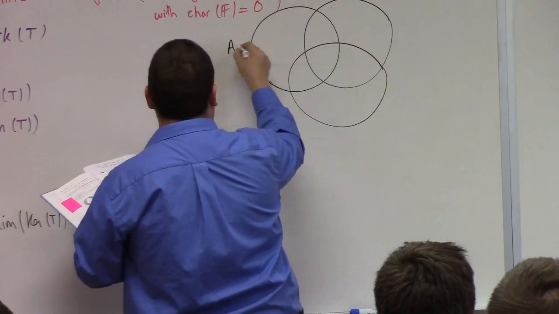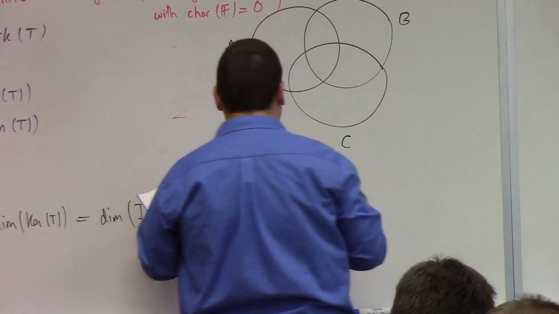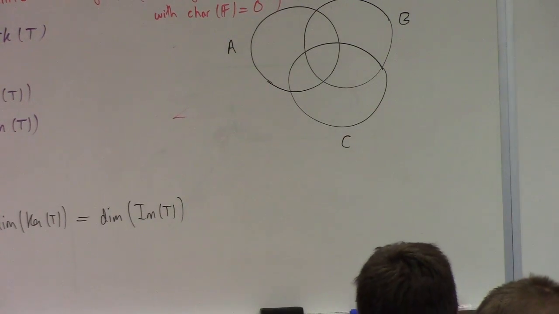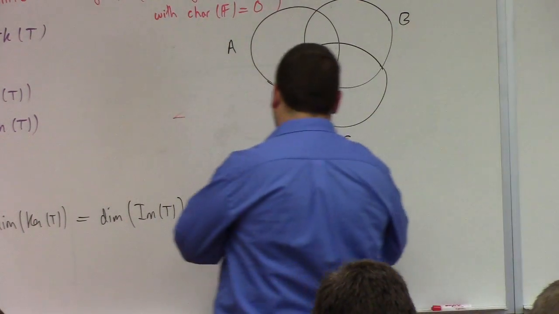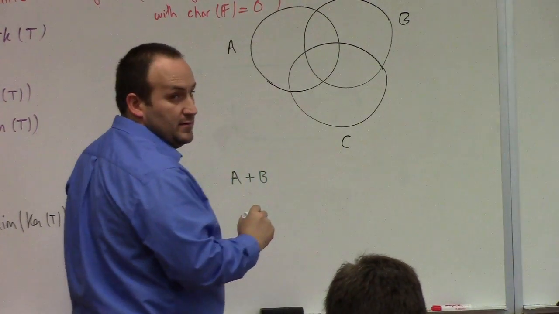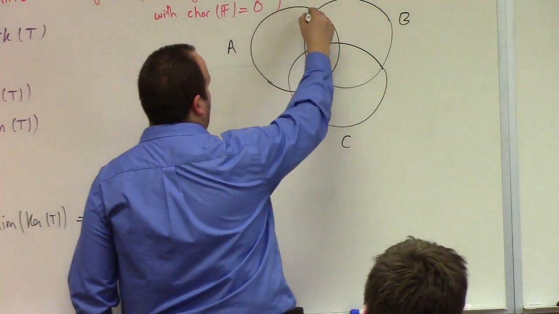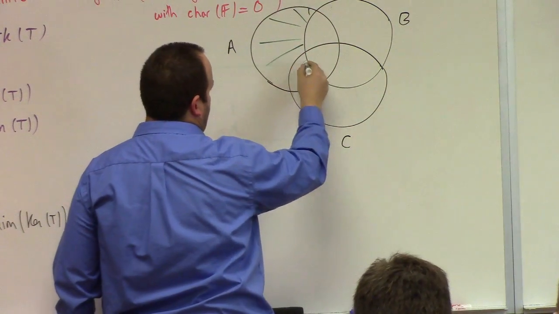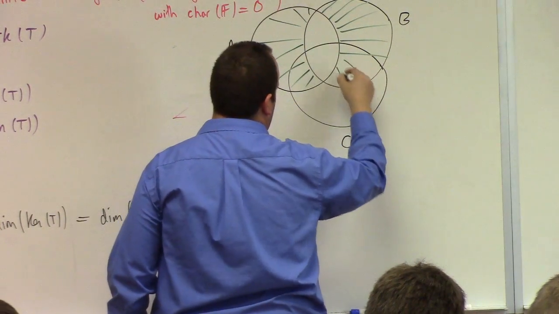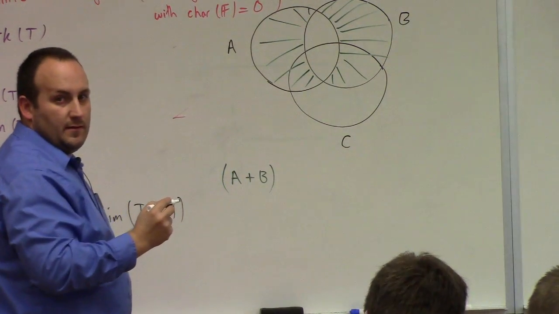All right, so let this be A, B, and C. Let's work it out geometrically. What would, let's say, A plus B be? This piece, right? There's A plus B. Then what's plus C?